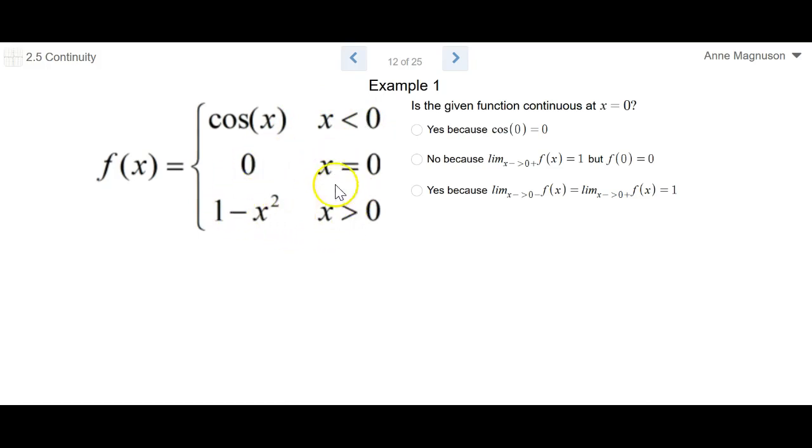Now if you look at these two parts, as x is approaching 0 from the right, it's using this function, so it's approaching 1. However, f of 0 is not 1, it's 0. So it is not continuous at x equals 0.